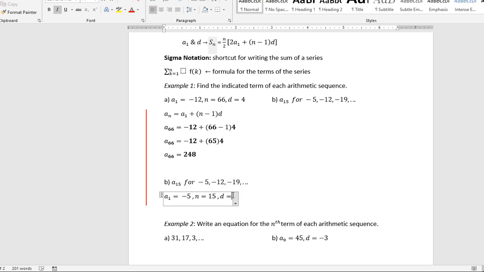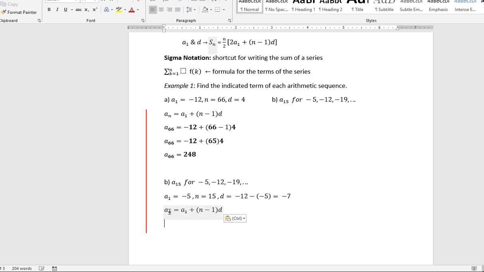Do we know our common difference? It doesn't tell it to us like it did in the first problem, but we can figure it out. We'll say negative 12 minus negative 5. So I'm going to even write that. Negative 12 is our second term minus negative 5. That's going to be equal to negative 7. So these are getting smaller, so it's going to be a negative, and it's going by 7s. Okay. So we can take that and then fill in our equation.